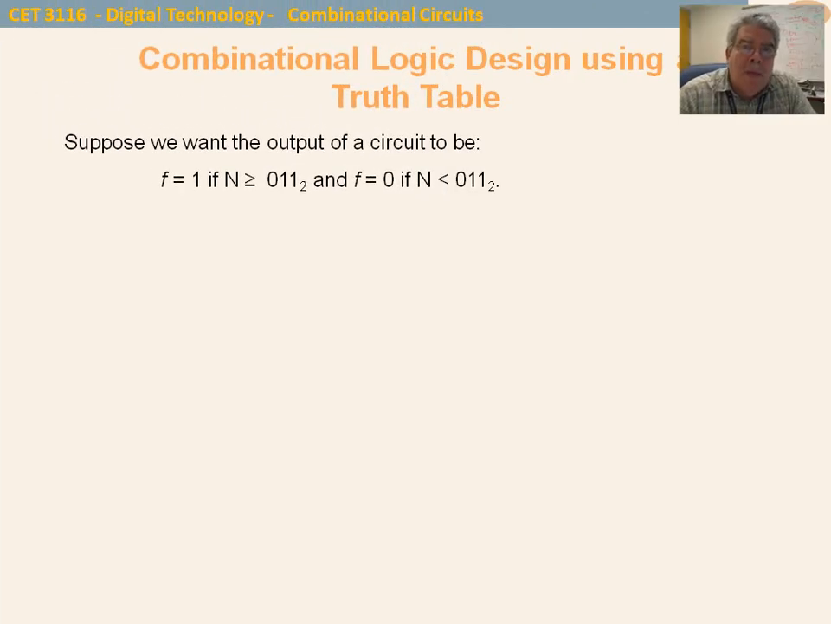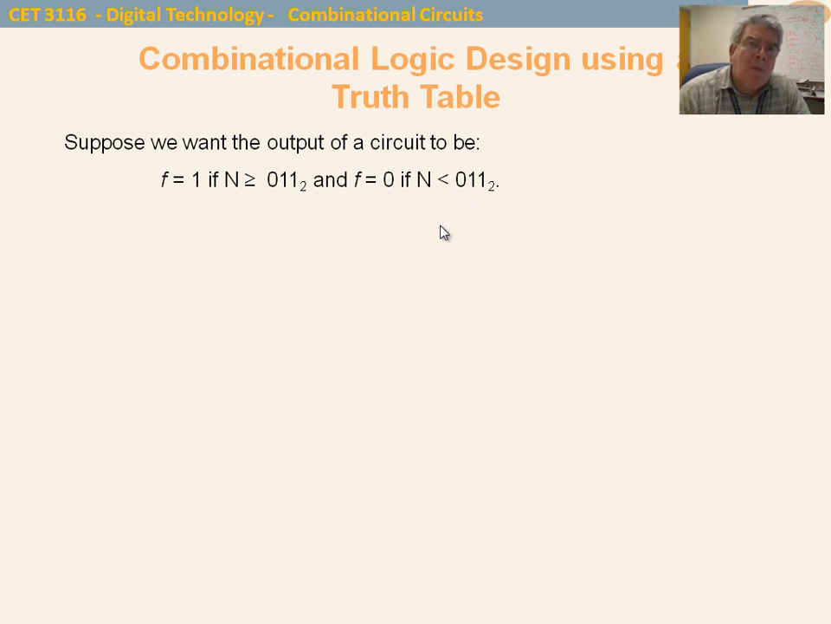Hello and welcome back. So if you remember the last video, we started looking into an example. We want to build a circuit that gives an output of 1 if the combination of the numbers is greater than 0, 1, 1, in other words, 3, and 0 if it's strictly less than 3.